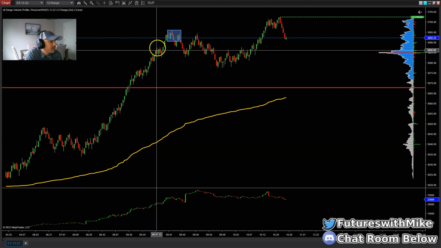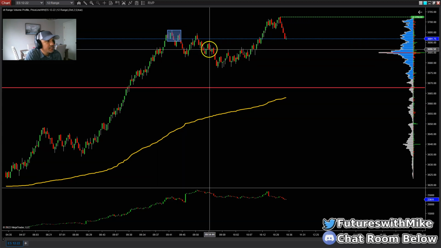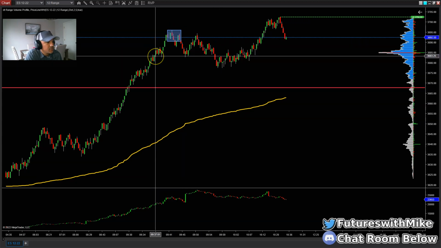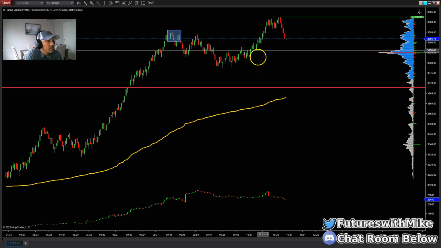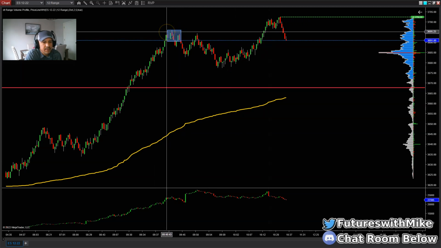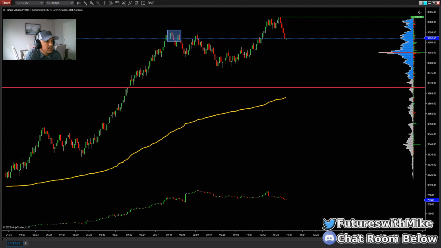So price made these higher highs and higher lows on the 12 range, drops back, takes out structure here and here, and even here, turns around, breaks structure back to the upside. We'll see what happens here.